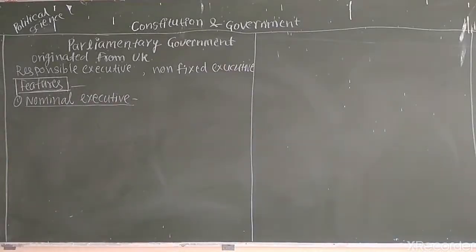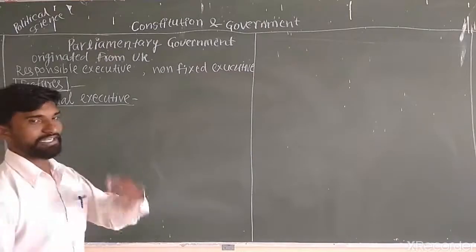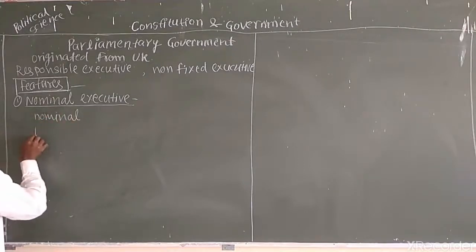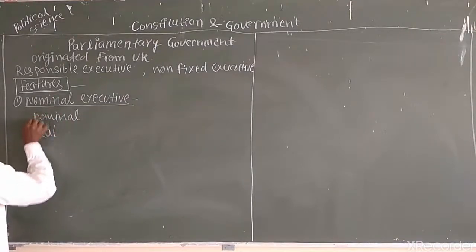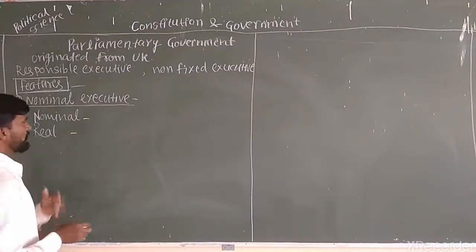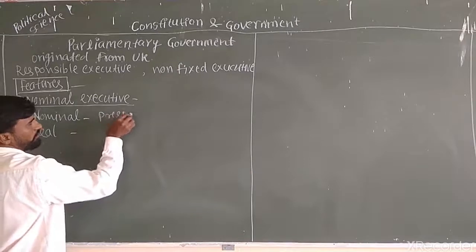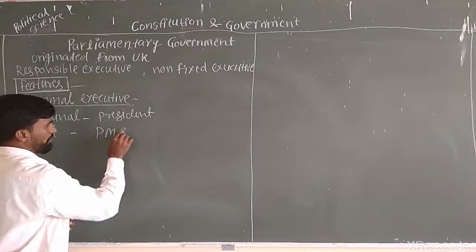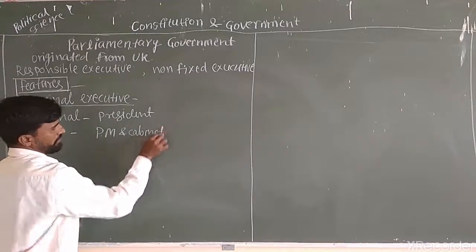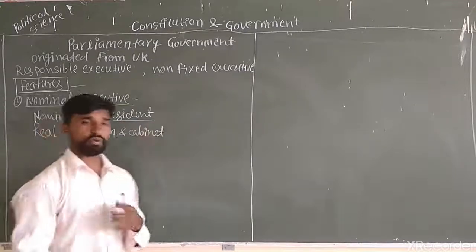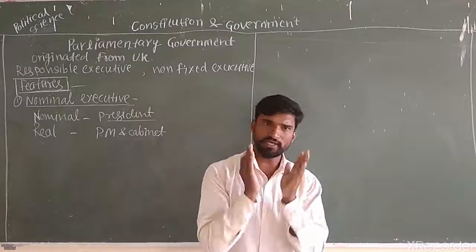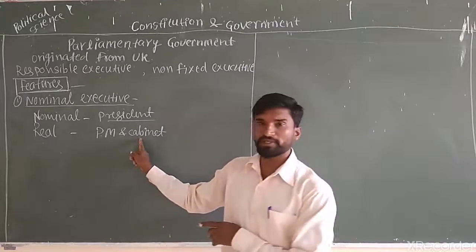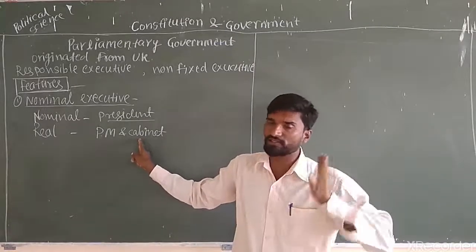Under this parliamentary system, two types of executive come. One is nominal and the second one is real. In India you can see the President of India is nominal, and the real executive is the PM, that is the Prime Minister, and the Cabinet. How is the President only nominal? Because whatever authority and power the President has, he has to take the help of the PM and Cabinet whenever he is going to take any decision.